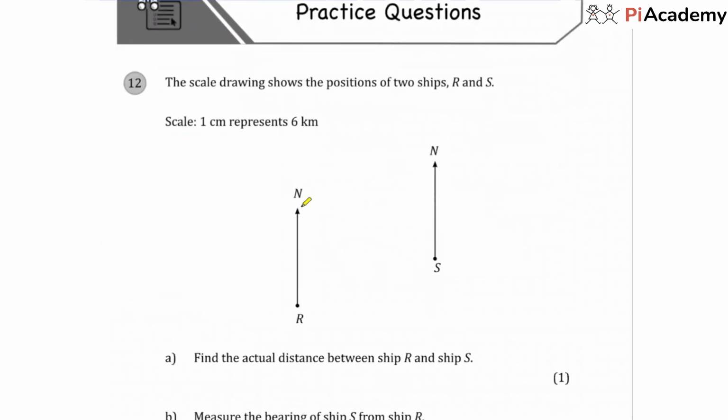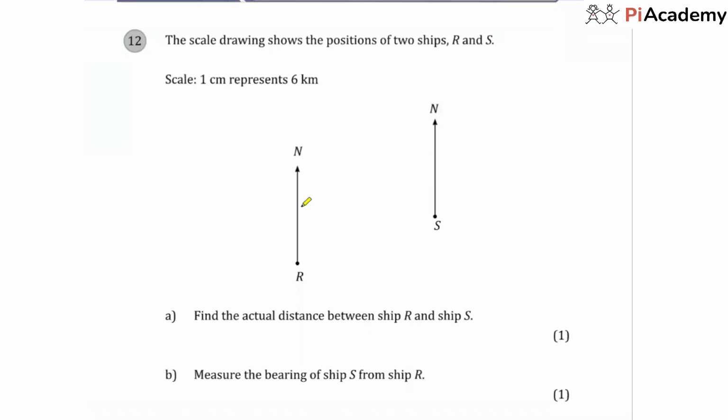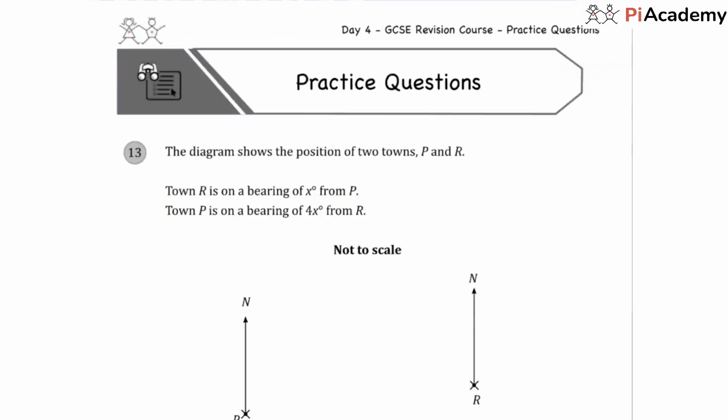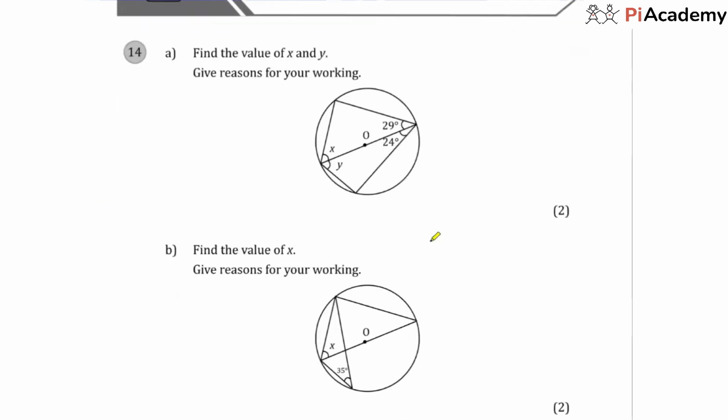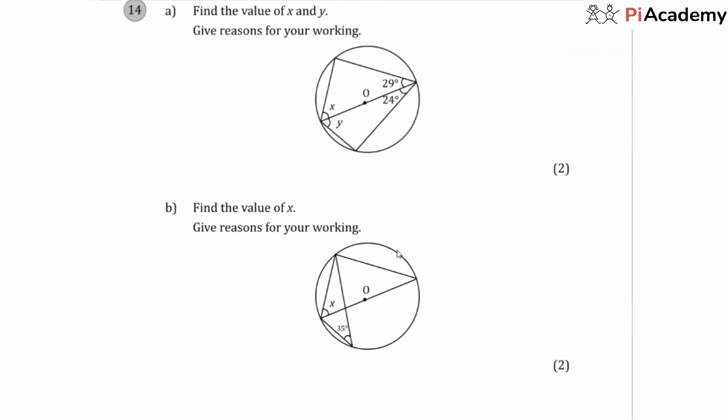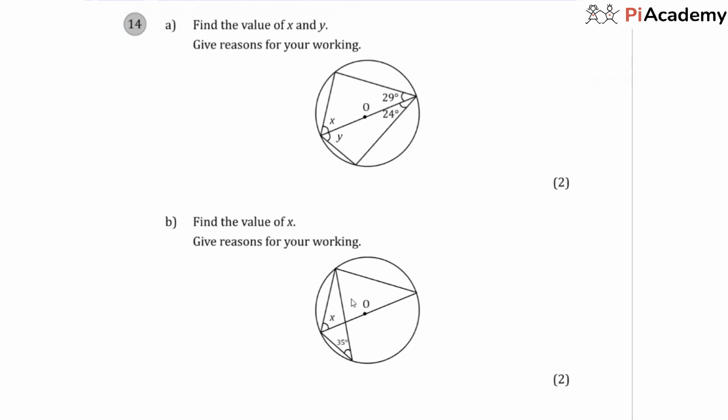The scale diagram shows the position of two shapes R and S. Just a minute. Let's not get to the bearings now itself. Let's go to the 14th question. Here you go. Find the value of x and y. Give reasons for your working, and find the value of x. Give reasons for your working. Work on both the questions. You can take 2 minutes.